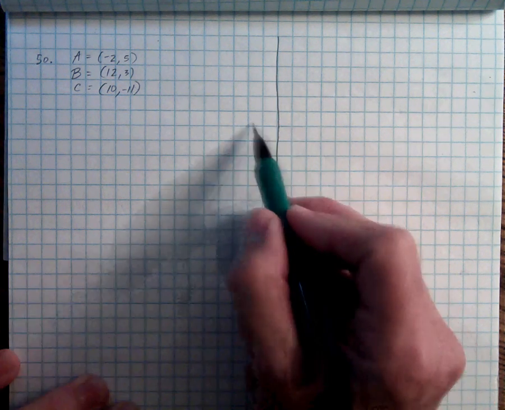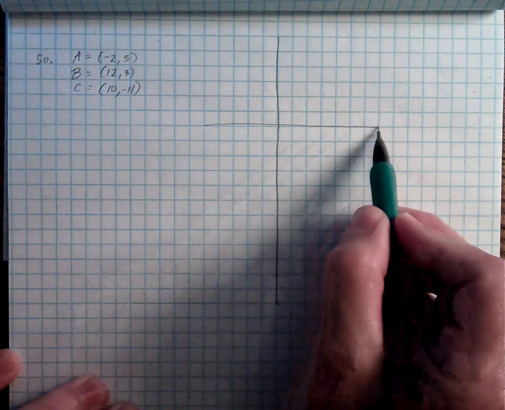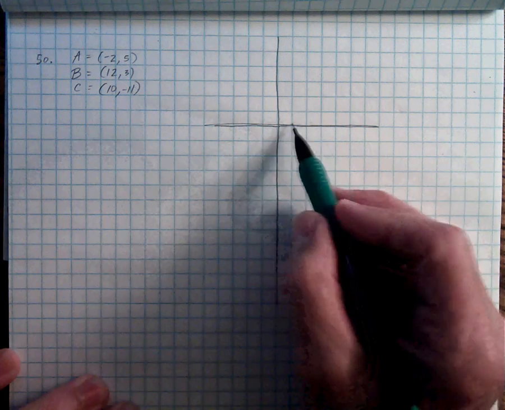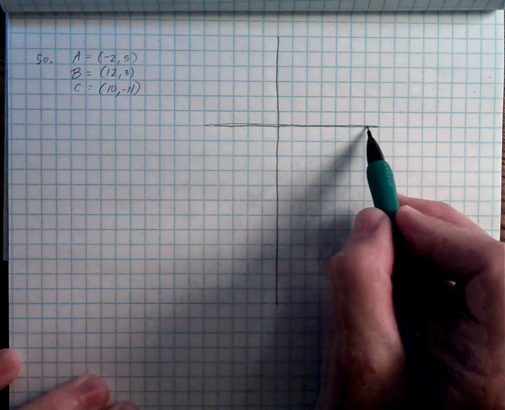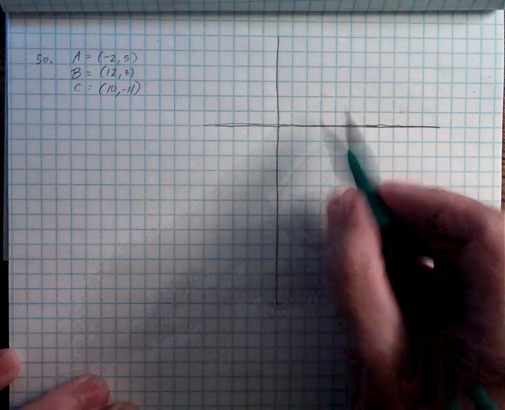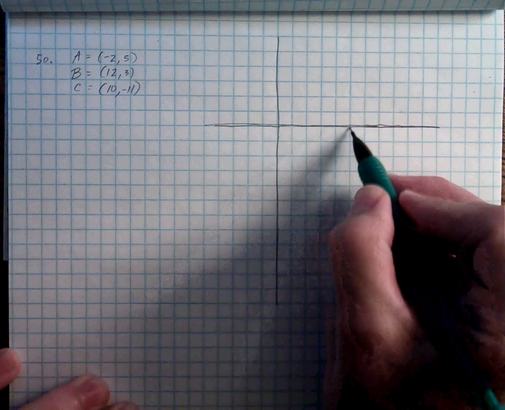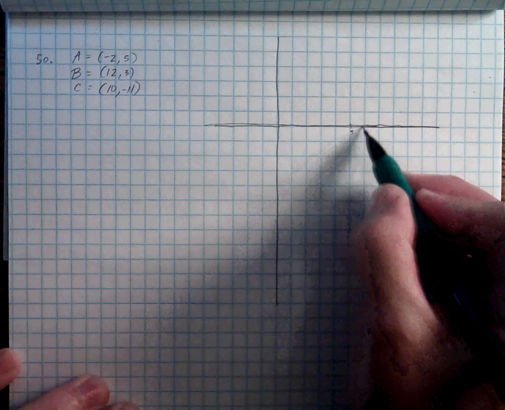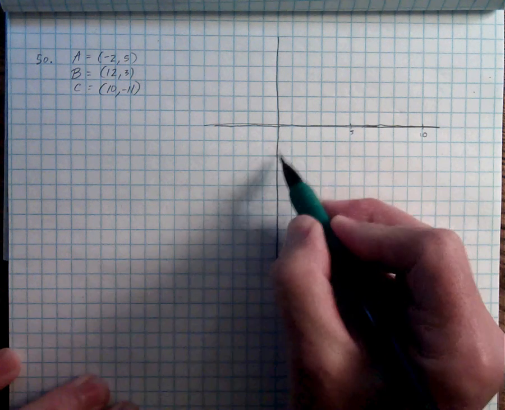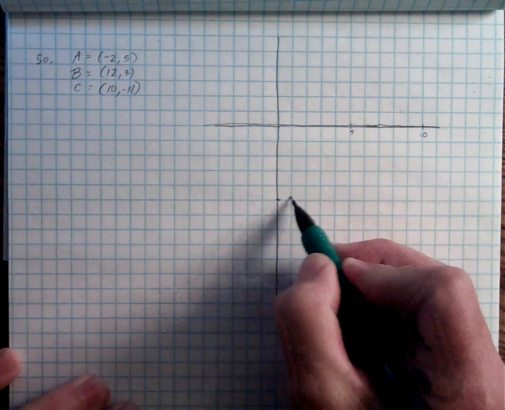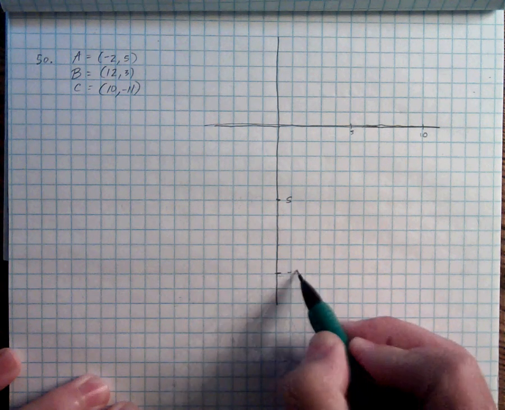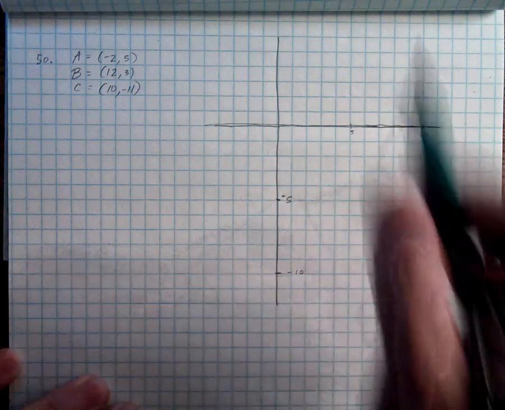I'll put it right here. Alright, then I've got to go all the way over to 10. So 1, 2, 3, 4, 5, 6, 7, 8, 9, 10. So I'll go out to about there. 1, 2, 3, 4, 5, 6, 7, 8, 9, 10. There's negative 10, negative 5.